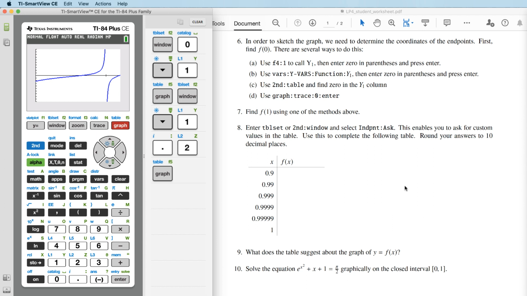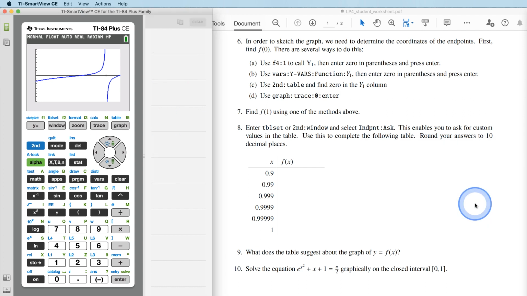What's the value of the function when x is 0? What's the value of the function when x is 1? So we can include that in our sketch. So first let's find f of 0. And I'm going to clear my key press history here to do this. I'm going to show you 4 different ways you can find f of 0 on your calculator. And you can decide which one you like best and use that one. Or you might want to mix it up and use one method sometimes and use a different method other times.